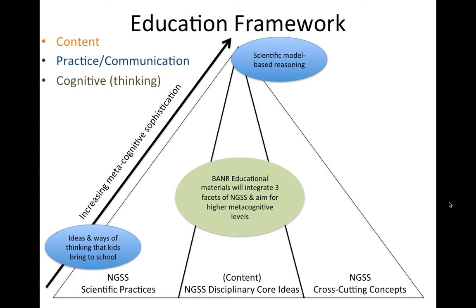And what we mean by the thinking domain is to look at this in terms of how students come to understand concepts. And so we've overlaid the thinking domain on the three different NGSS areas. And really what we're looking at is an increase in what we're calling metacognitive sophistication. At the lower end, we're looking at the ways that small children think about ideas and what they bring to school. And then finally getting to a level where they're using what we call scientific model-based reasoning. And we will go into that in a little bit more detail. And I think you'll see why this is important at a lot of levels.